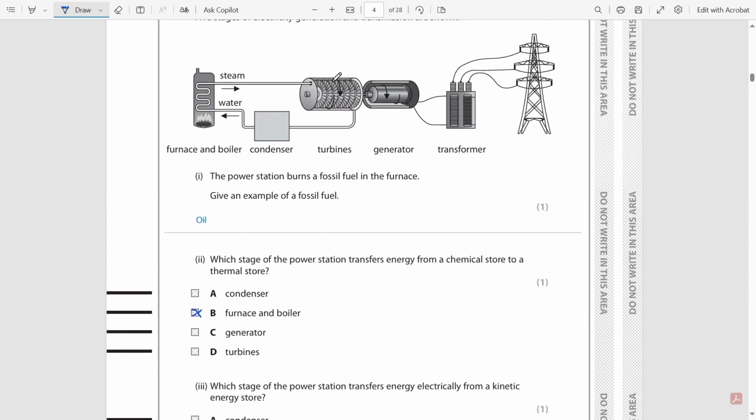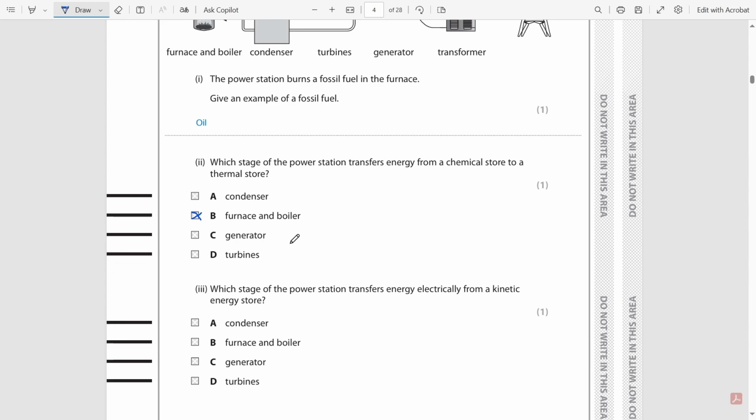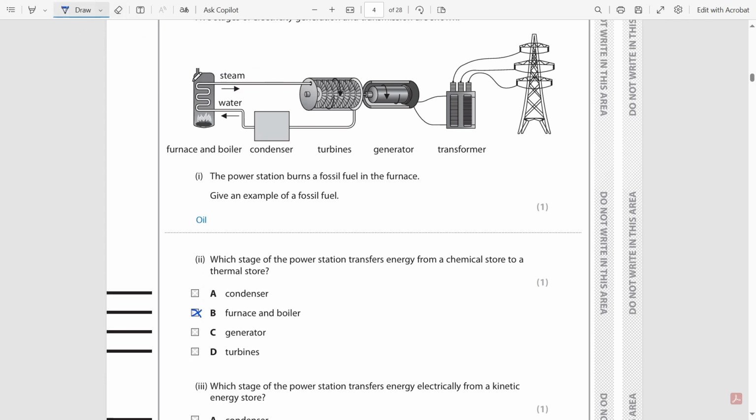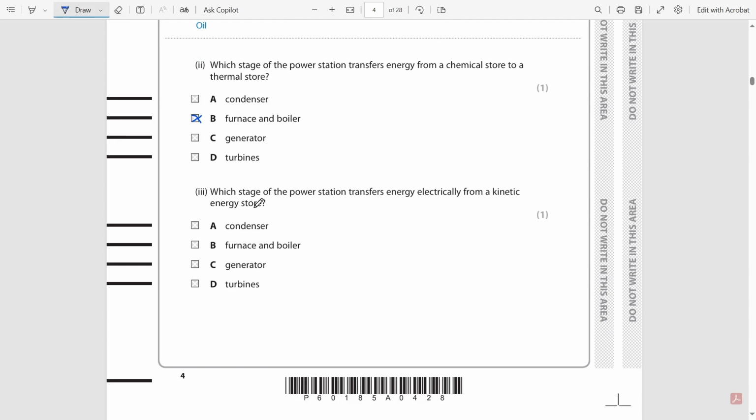It can't be the generator, guys, because there's not really anything happening apart from the dynamo effect, where the energy is being transferred electrically from the kinetic energy store. And it can't be the turbines because it transfers energy from a thermal energy store, which is this guy. Mostly kinetic energy to kinetic energy, but this guy's thermal because it's speeded up, and then it goes into this turbine. So it can't be any of these, but the furnace and boiler.